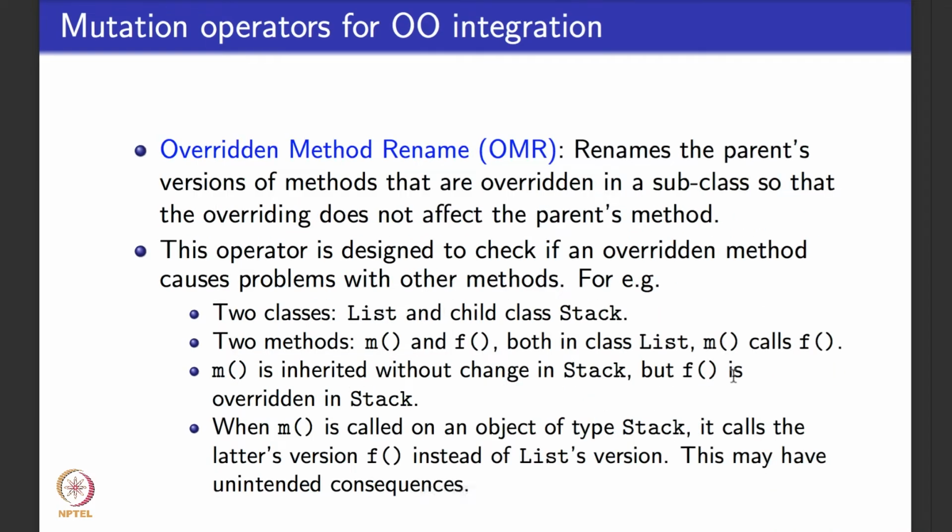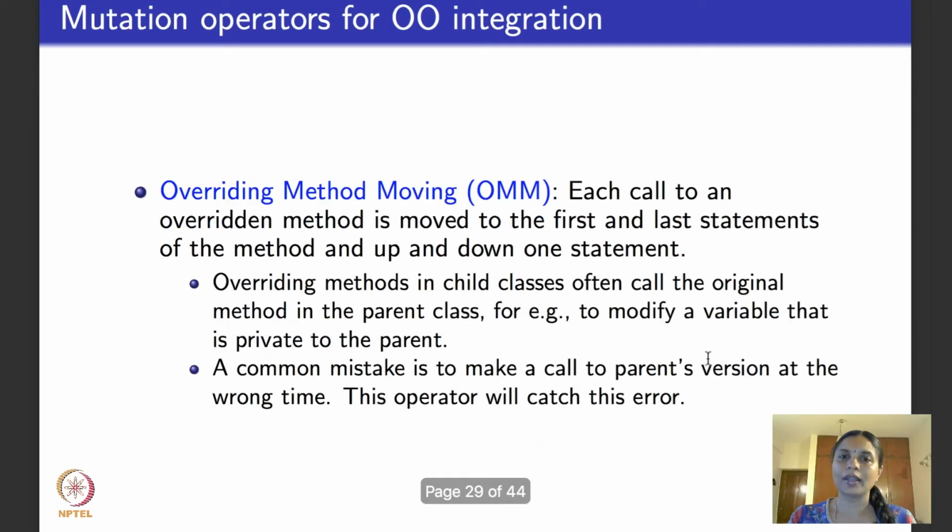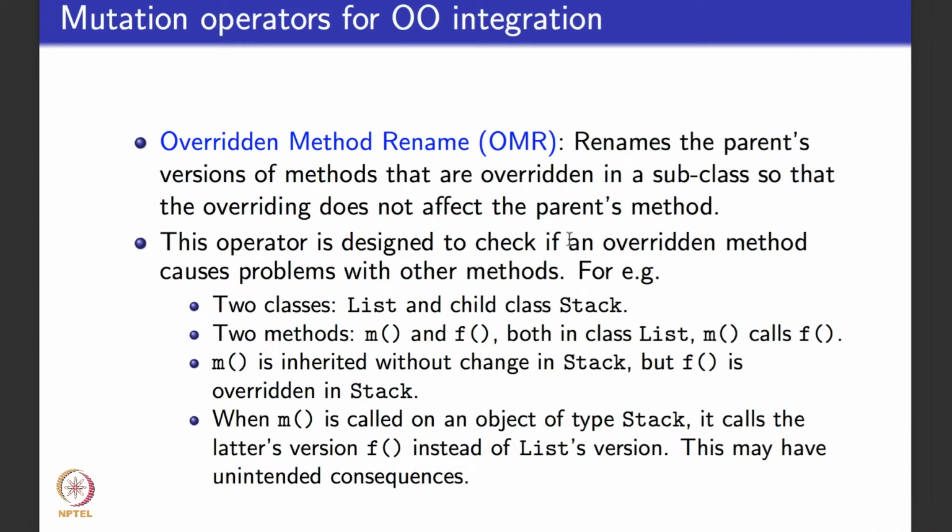So the next operator also deals with overridden methods. So I'll go back. We deleted overriding methods. We moved overriding methods. Now we are going to rename overriding methods. Overridden method rename, abbreviated as OMR. What does this do? It renames the parent's versions of the methods that are overridden in a subclass so that overriding does not affect the parent's method.